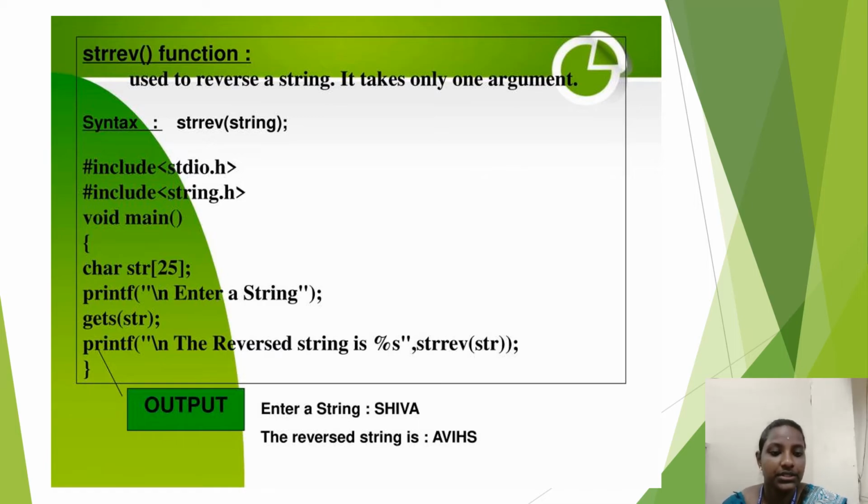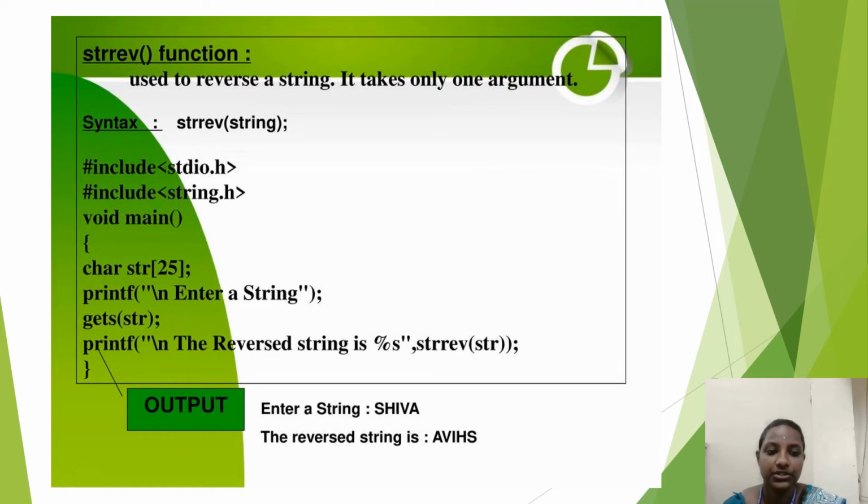Here, the prompt is enter a string. We are giving the string Shiva. That is reversed in the output as AVIHS. To perform this, we are using the string function strrev of string. Within brackets, we are giving the string.